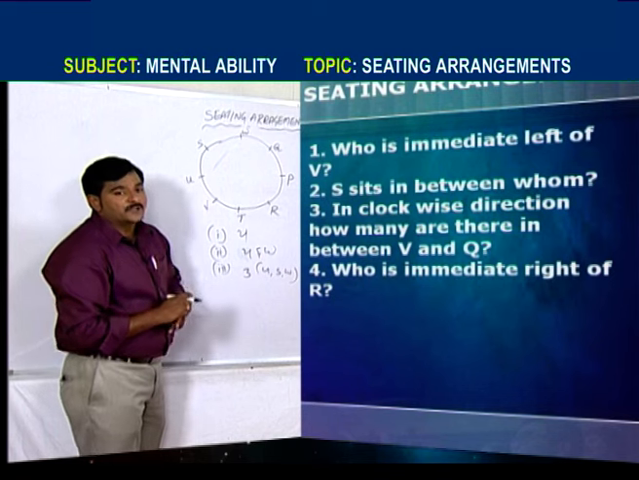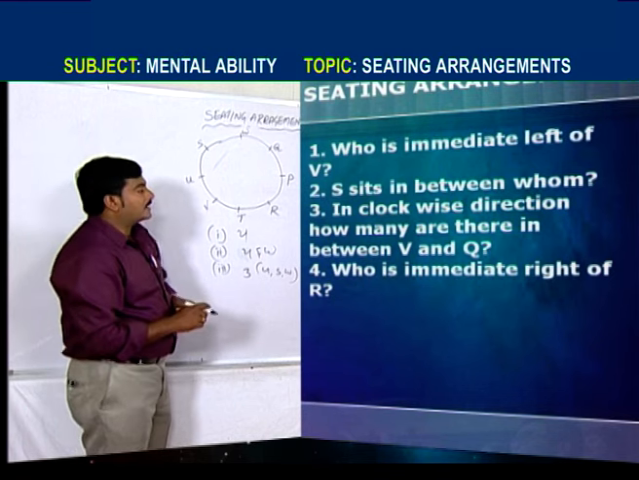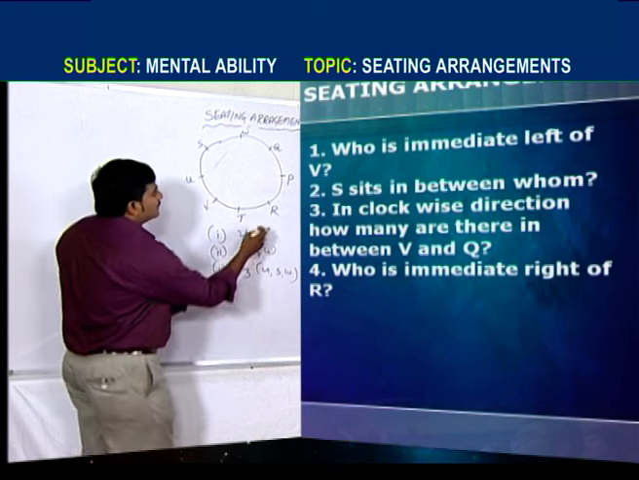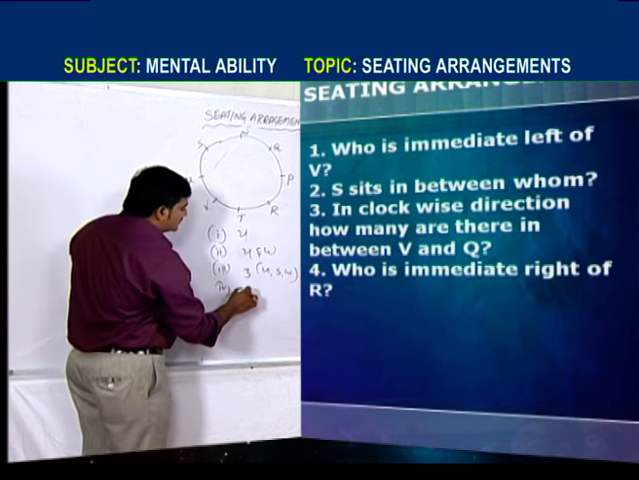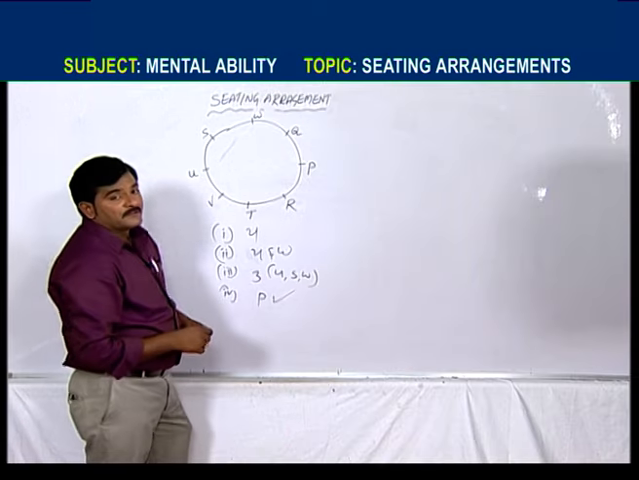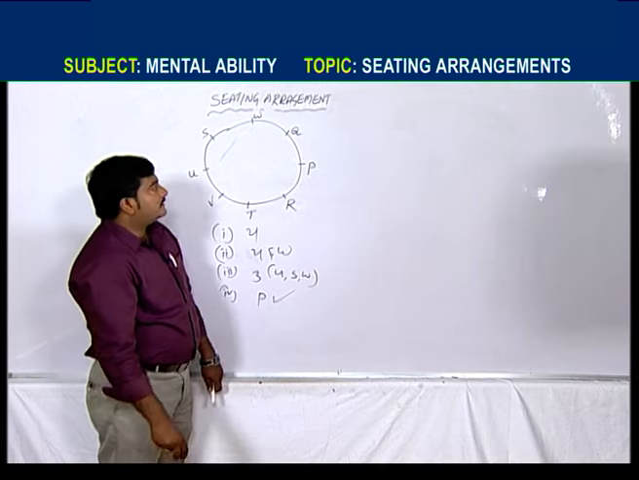Now, the final question in this arrangement. What is the final question? Who is immediate right of R? So, it's clear. Tell me who is immediate right of R? Then the answer is P. P is immediate right of R. So, like this, this is about a circular arrangement.